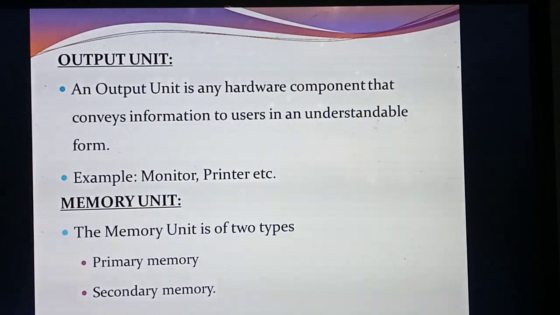For example, you are typing something in the computer. In that same thing you need to take a printout on paper. So what you are typing in the computer is the input. After typing, you are taking a printout on paper. That is called the output unit. Understood? Now read it. Output unit is any hardware component that conveys information to users in an understandable form.